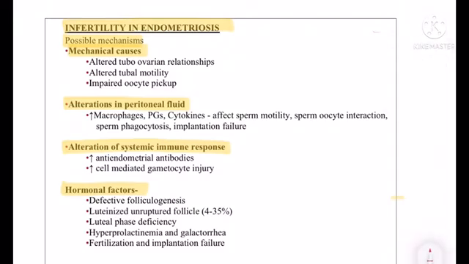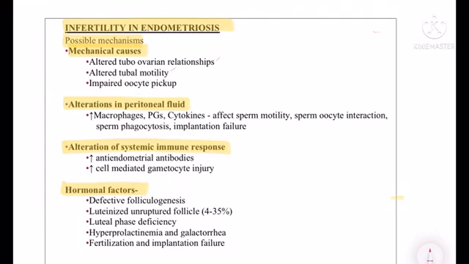Okay, and another point is altered tubal motility. So it's again the same. When there is a formation of endometriosis in the fallopian tube, there is a formation of adhesion. There will be bleeding or something that can affect the motility of the tube. So once there is failure of motility, there is no effective movement of the egg, or the zygote if formed, or the embryo, like that.